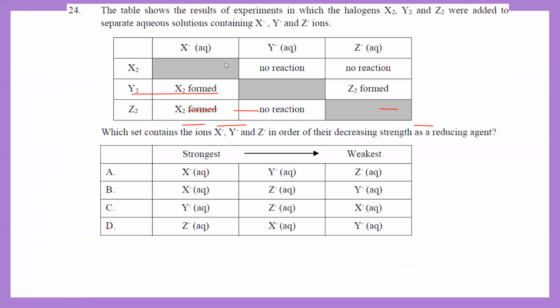The table below shows the results of an experiment in which halogens X2, Y2, and Z2 are added to separate solutions of X minus, Y minus, and Z minus. Which set of X, Y, Z is in order of decreasing reducing strength? When X2 does not react, and when Y2 can displace X minus, that means you form X2, correct? So Y2 is a stronger oxidizing agent.